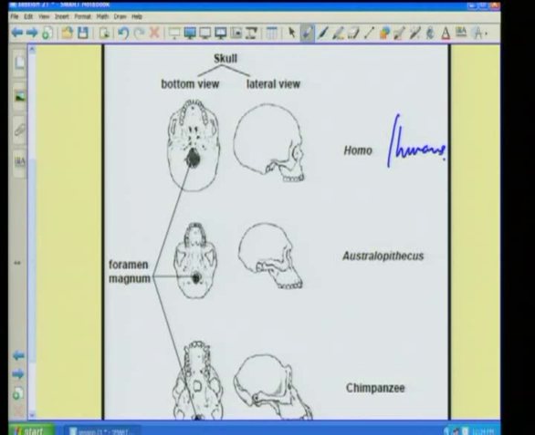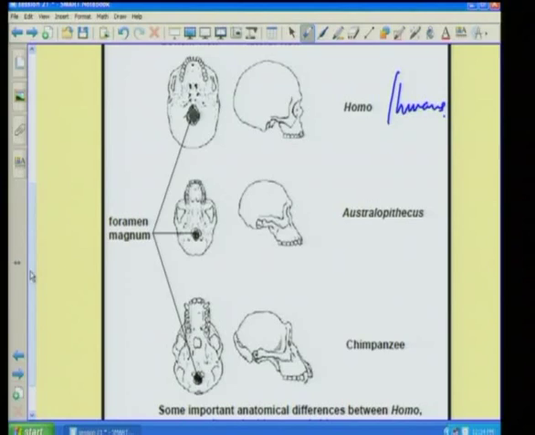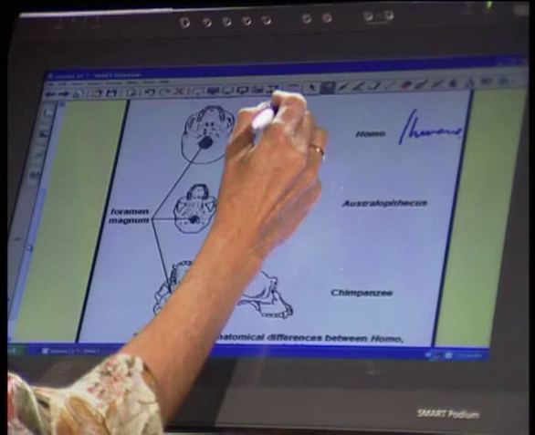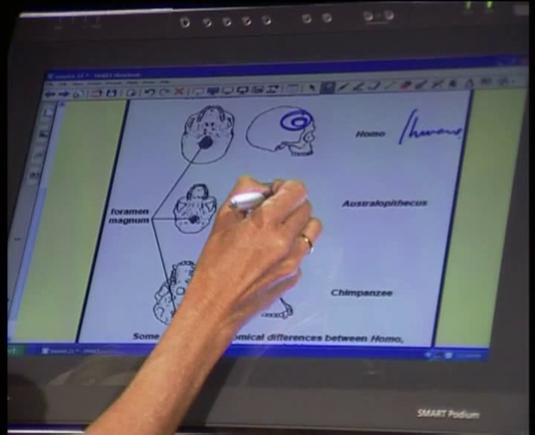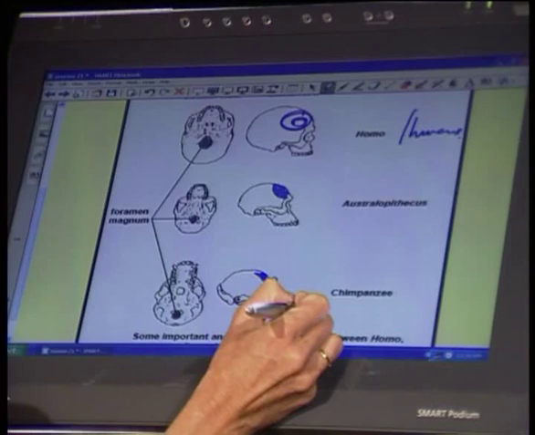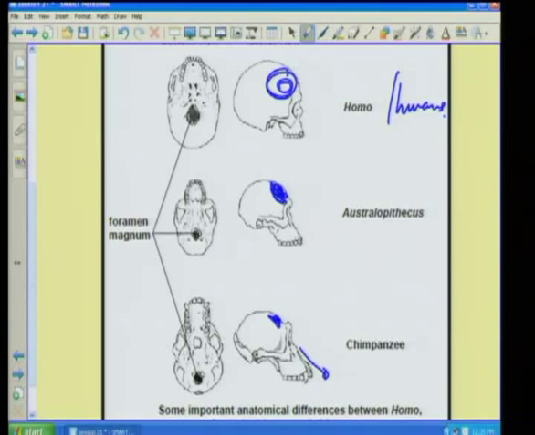So if you look here, the forehead is quite high, lots of brain capacity here. We've got less brain capacity, okay, and here we've got very little brain capacity. Here we have a very protruding jaw. Here it's less protruding, and here it doesn't protrude. All right, the foramen magnum is right in the center of the skull at the bottom. Here it's moving to the back, and there it is right at the back, which means this is still bipedal.